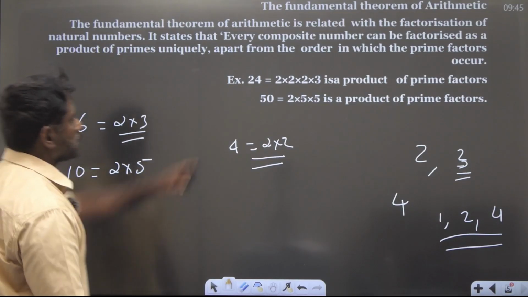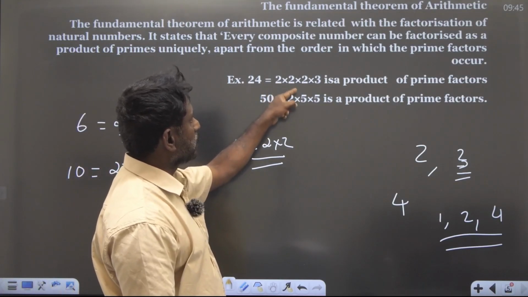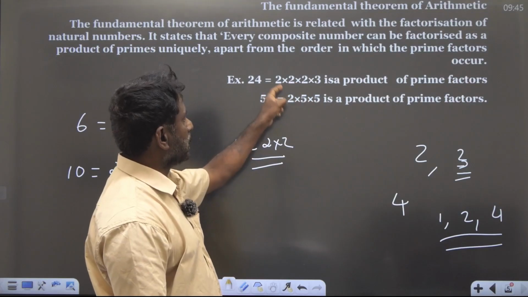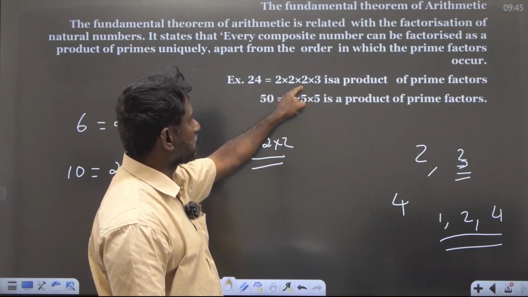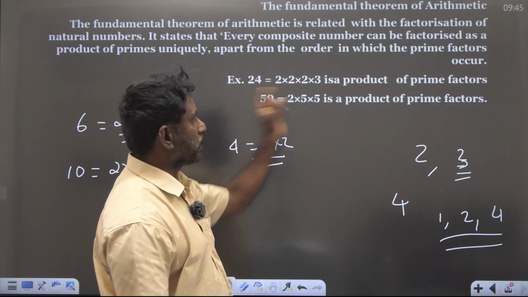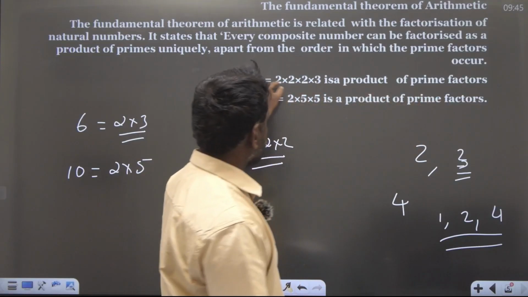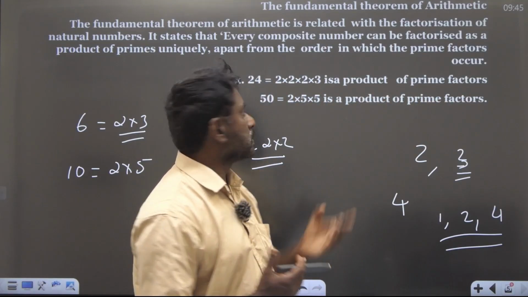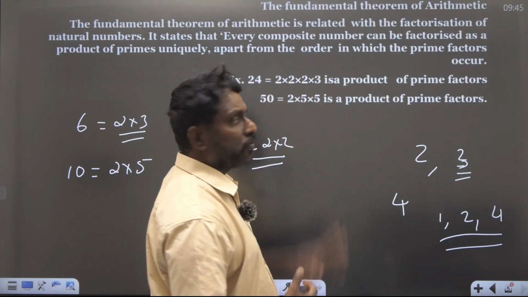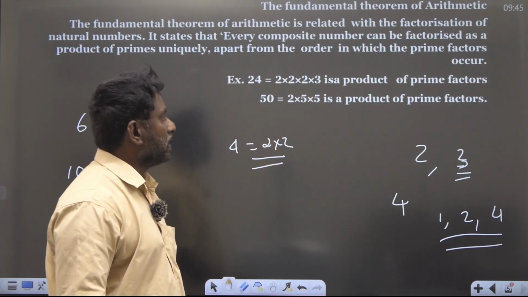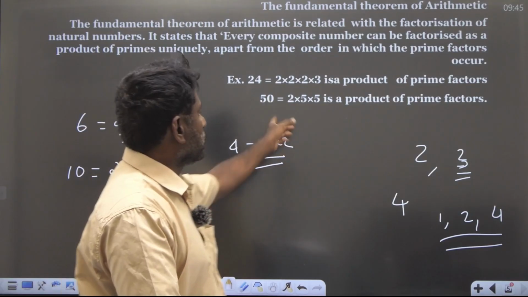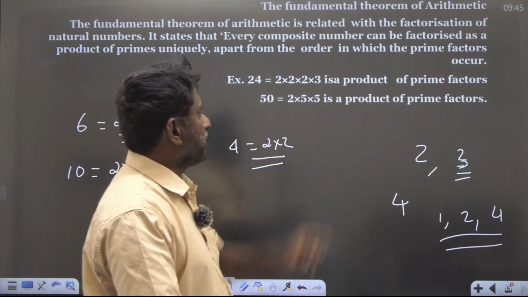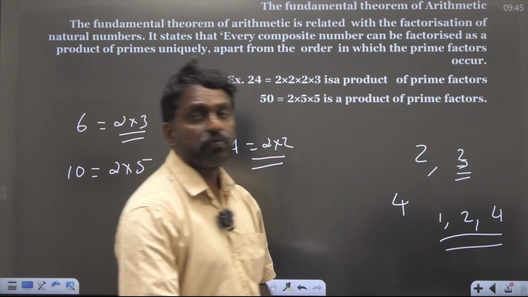Then what is 24? 24 can be 2 into 2 into 2 into 3. 2 into 2, 4. 4 into 2, 8. 8 into 3, 24. The product of prime factors here, 2 and 3, are prime numbers. So these are the prime factors of 24. What is 50? 2 into 5 into 5. 2 into 5, 10. 10 into 5, 50. That means it is a product of prime factors.